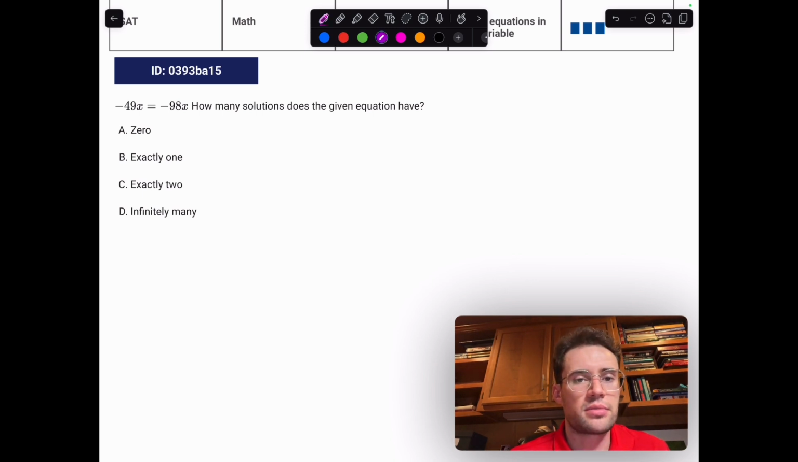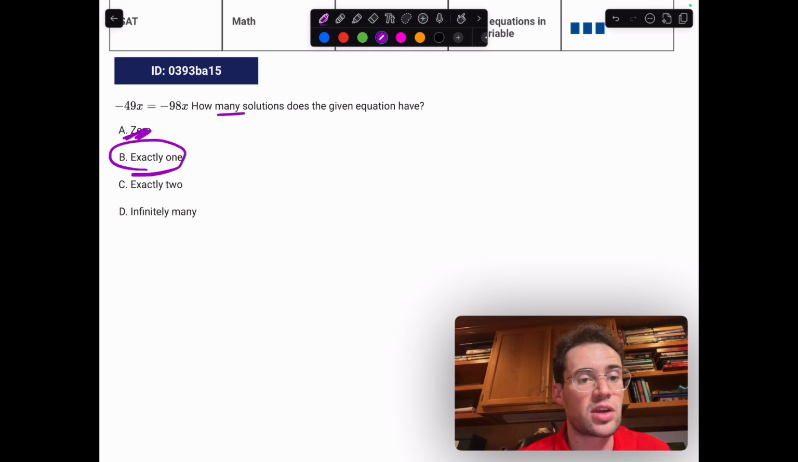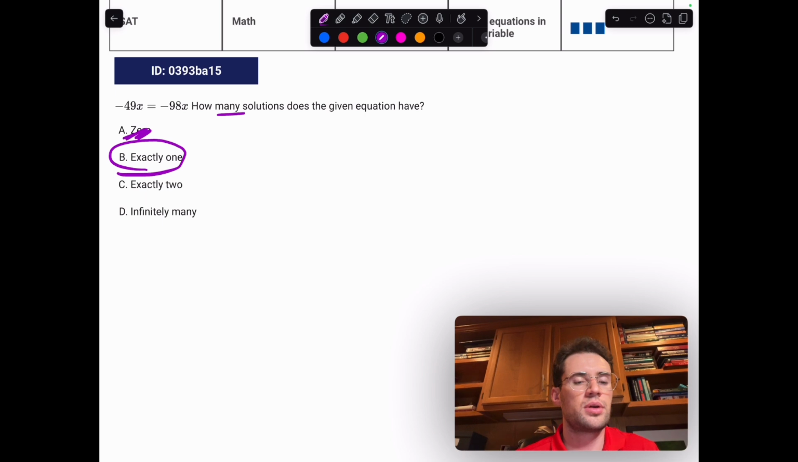Right, so it's not asking what is the solution. Don't fall for this. The solution is 0, but it's saying how many solutions. It's exactly one solution, 0, because the slope is double this one. Right, it's like they both are crossing through.